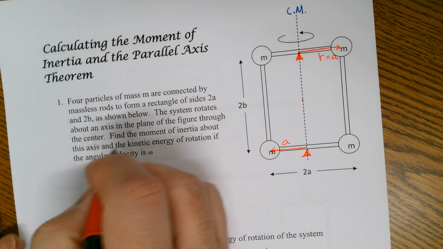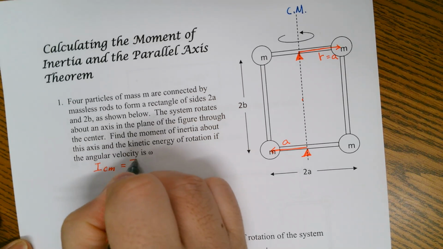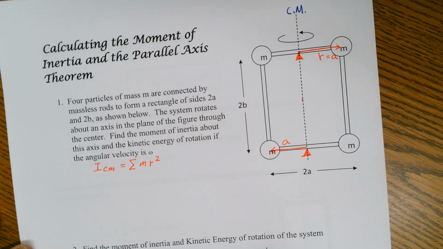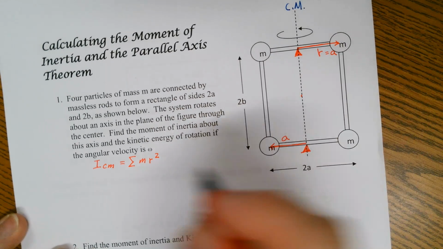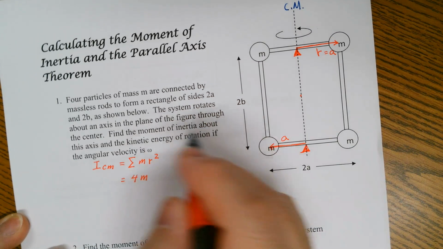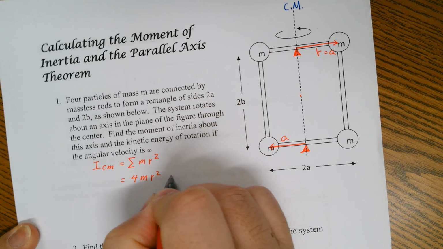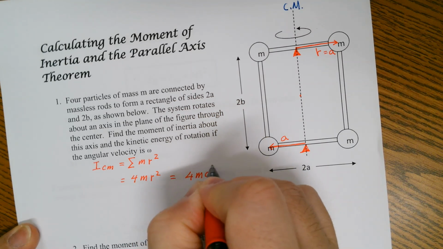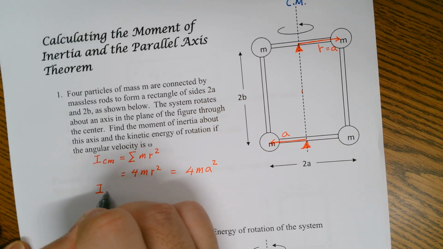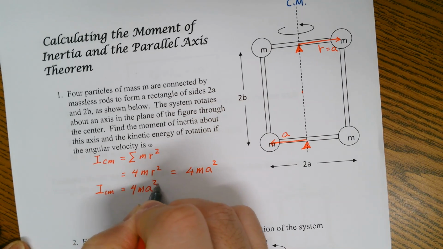we say I sub CM is equal to the sum of mr squared. There are 4 masses, times each of the r's, which happens to be a. So the moment of inertia about the center of mass of the system happens to be 4 times ma squared.